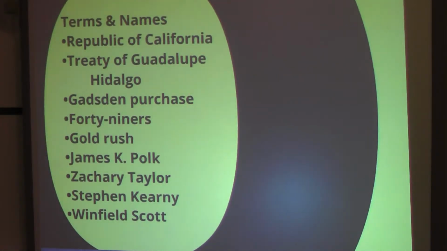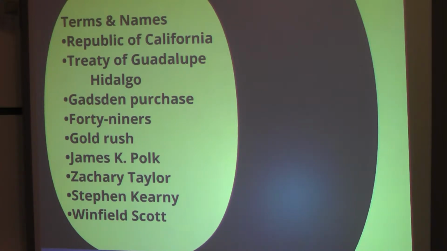Terms and names from Section 4. Republic of California, nation declared by American settlers after defeating Mexicans. Treaty of Guadalupe Hidalgo. This is the treaty ending the war with Mexico. The Gadsden Purchase, purchase of land from Mexico in 1853 that established the present United States-Mexico boundary.